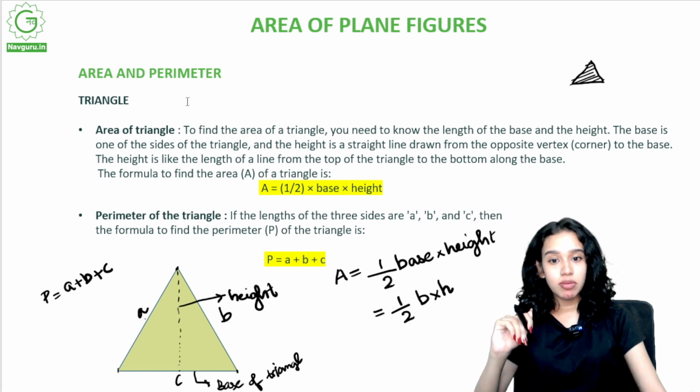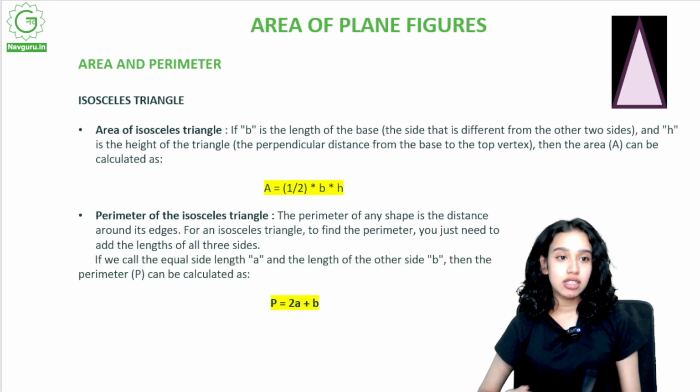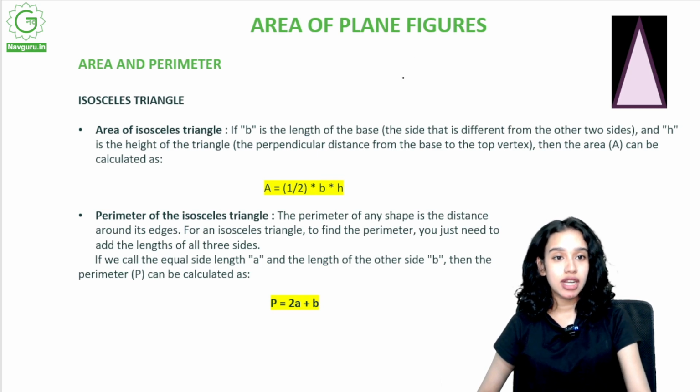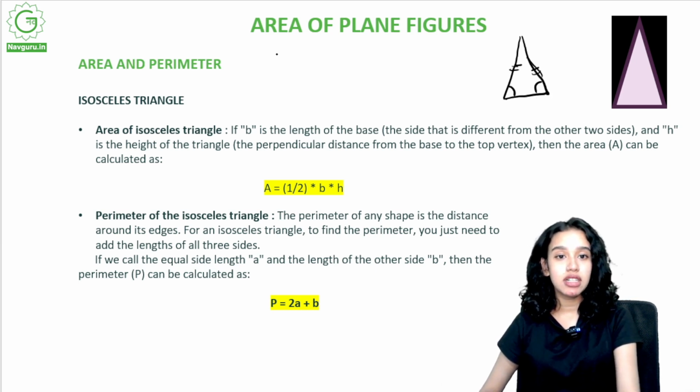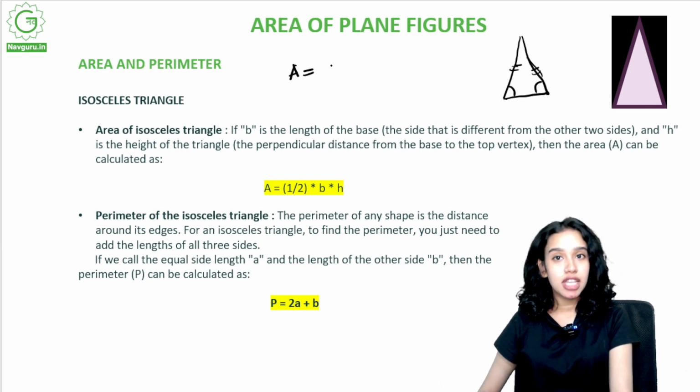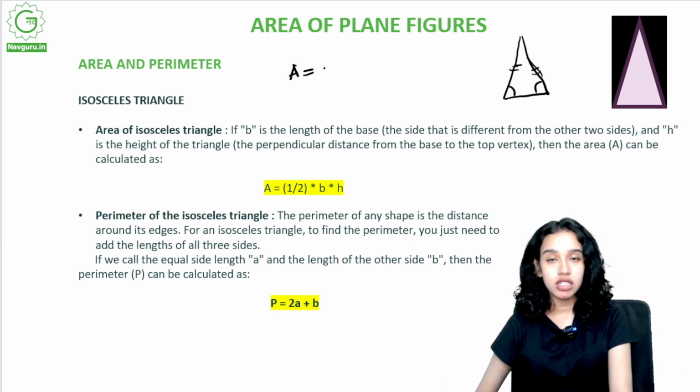Now let's talk about how to find the area of those triangles. First, let's talk about the isosceles triangles. What is the property of an isosceles triangle? For an isosceles triangle, we have two equal sides, and these two angles would be the same, and one unequal side. So how do we find the area of this triangle? The area equation is the same as what we discussed earlier in triangles, which is half into base length, which is this, and into height, half into b into h, right?